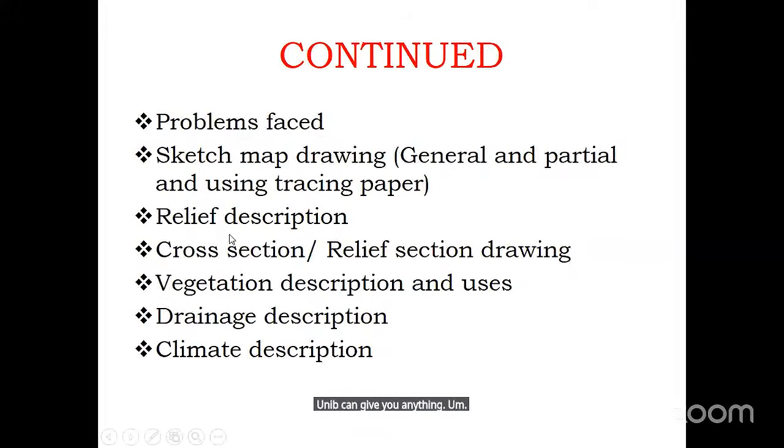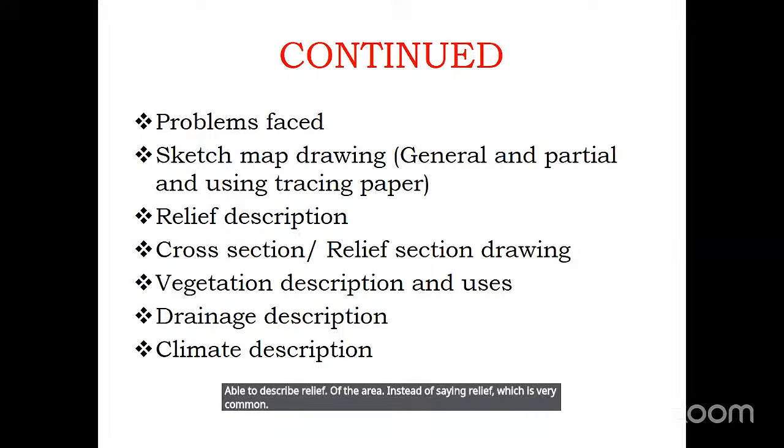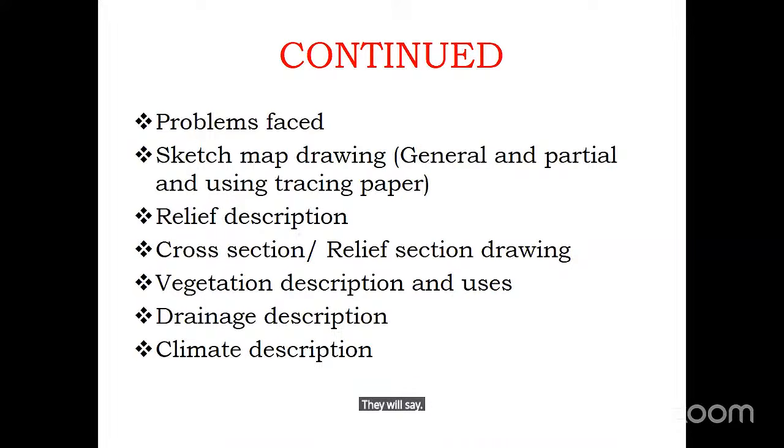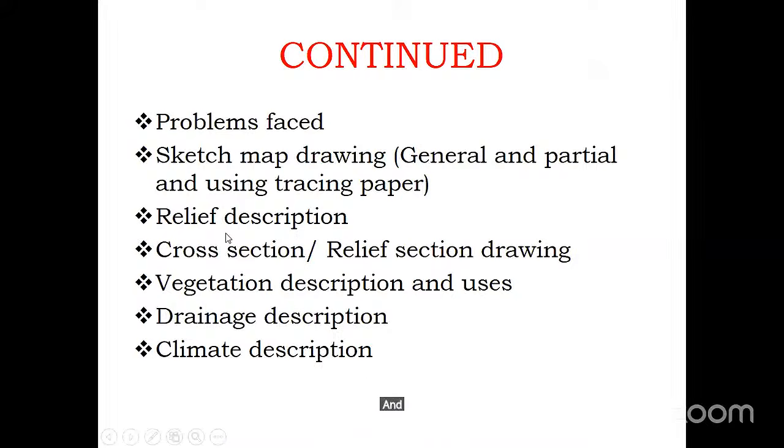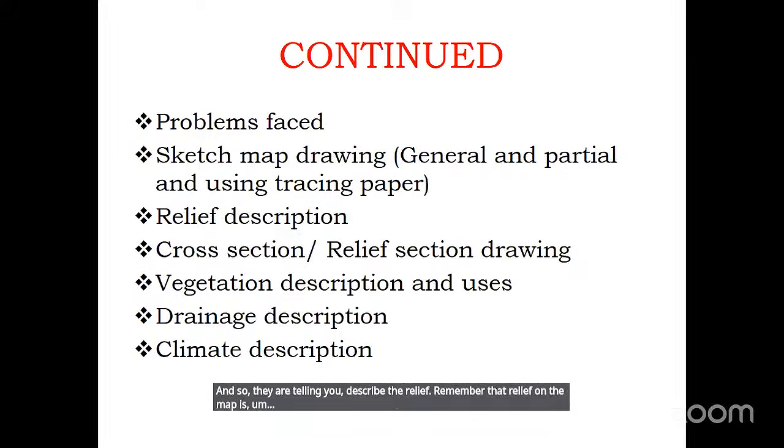You need to also be able to describe relief of the area. Instead of saying relief, which is very common, they will say describe the physical landscape of the area, meaning relief is the general physical appearance of the landscape. And so they are telling you describe the relief. Remember that relief on the map is represented by the help of the contours. We interpret the contours and other features on how they appear.